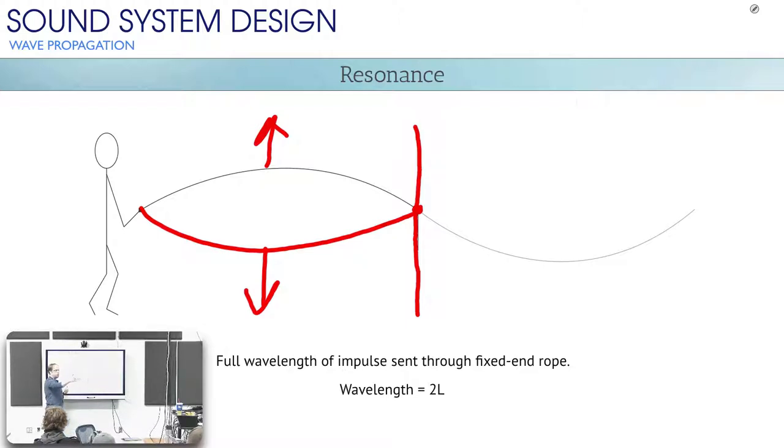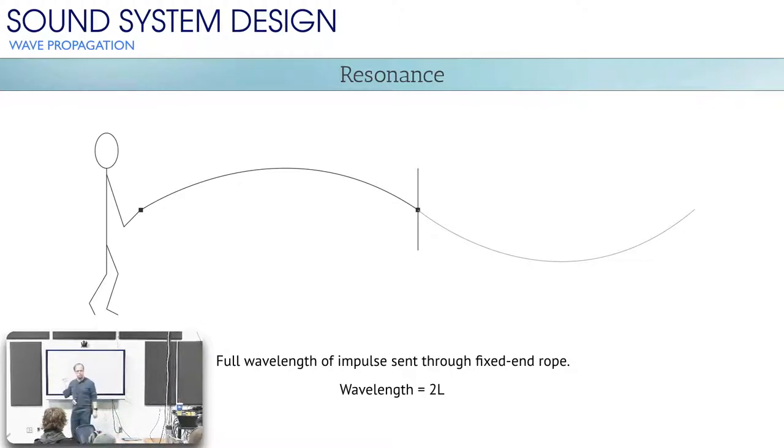Remember, frequency is about cycles. How many cycles per second do we do a full compression and a full rarefaction every second? At any point in time, we're only doing a compression or only a rarefaction. So the wavelength of that fundamental frequency that resonates on that string is twice as long as the string itself. Everybody with me? Did I lose anybody on that?